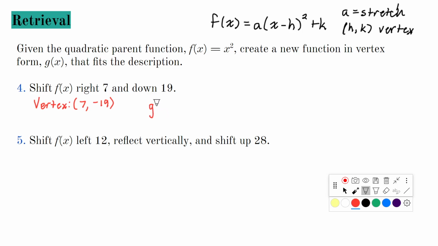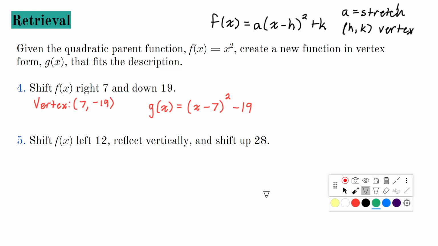So this equation is going to be g of x equals x minus 7 squared. This is always the opposite of what the point is. And then it's a plus k, but our y value is actually a negative 19, so instead of writing plus negative, it's just minus 19. And we have our equation in vertex form.